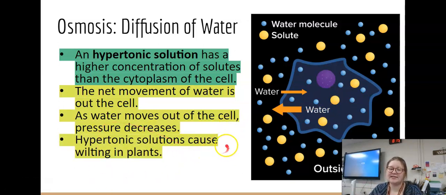So this is what happens with plants. If you don't water your plants, the soil is going to have more solutes than it does water. Water is going to leave those plant cells and the plants are going to wilt.